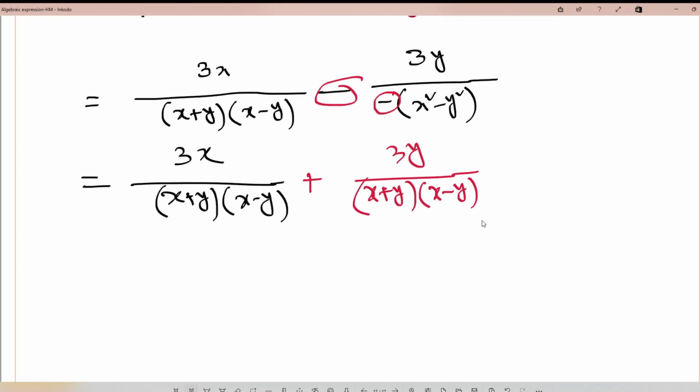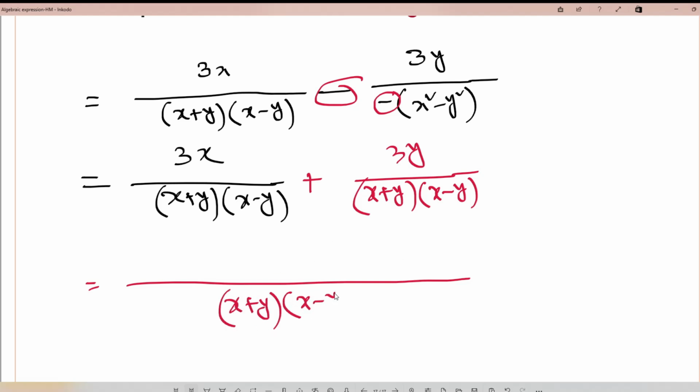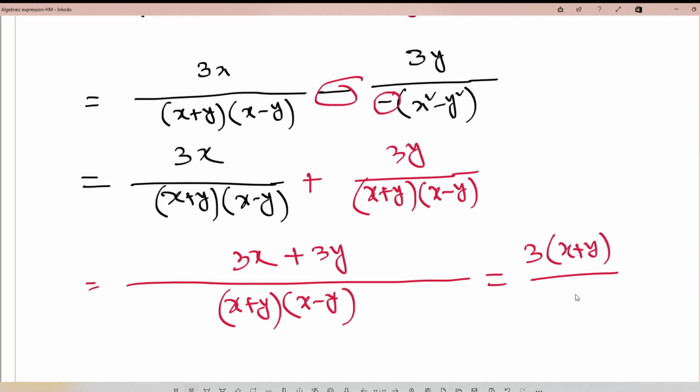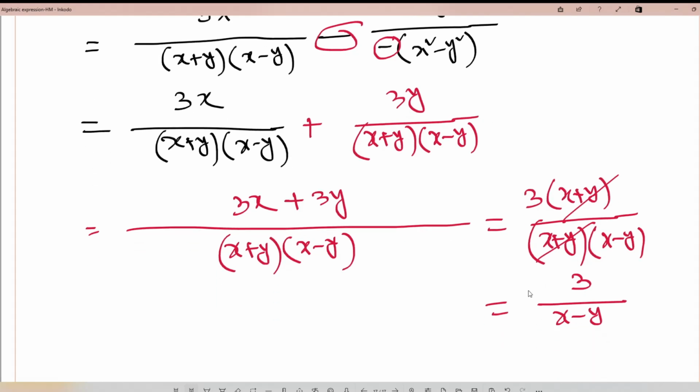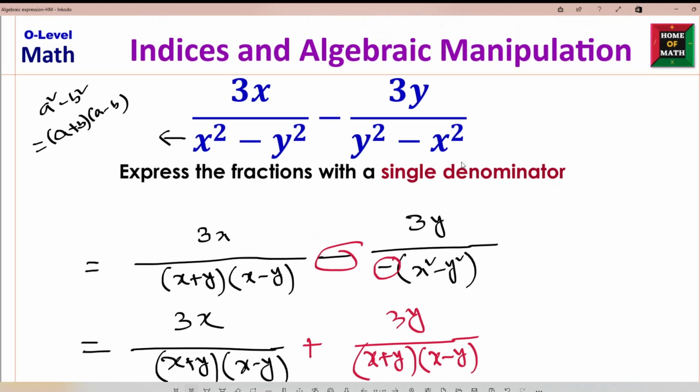Okay, so if we make LCD, so x plus y into x minus y, so 3x plus 3y, so we can write, take common 3 into x plus y, and here is x plus y into x minus y. So x plus y we can omit, so 3 divided by x minus y is our single denominator. This is our answer. Hope you understand this one.